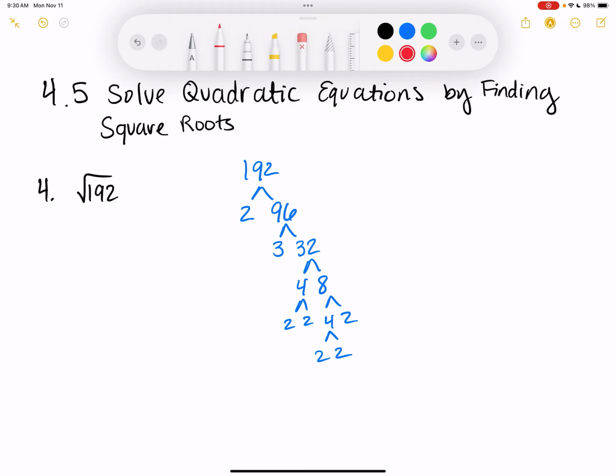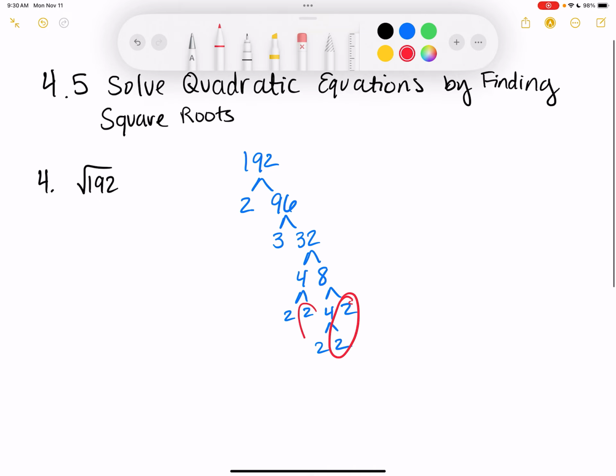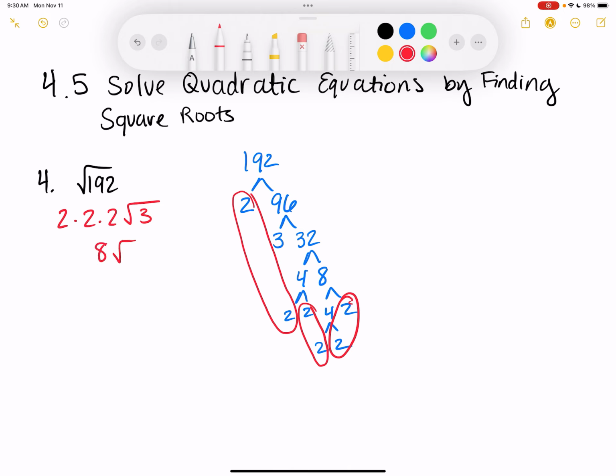Alright, so this is a square root, so when I take stuff out, I take them out in pairs of 2s. There's one pair of 2s, another pair of 2s, another pair of 2s, and I'll have a 3 left over that's not going in. When I have a pair, one of them comes out, because that's like saying the square root of 4 is 2. So this is going to be 2 times 2 times 2 times the square root of 3, which is 8 root 3.